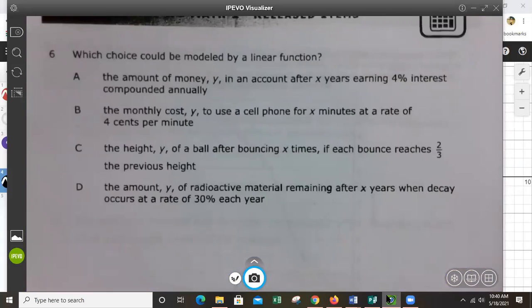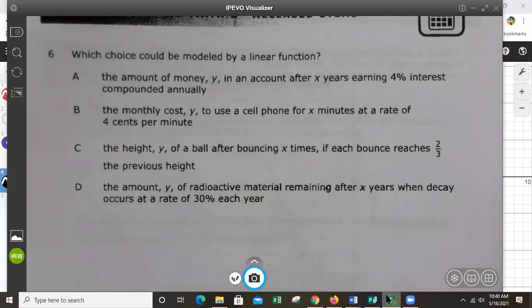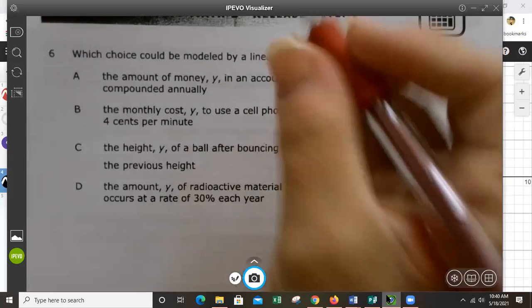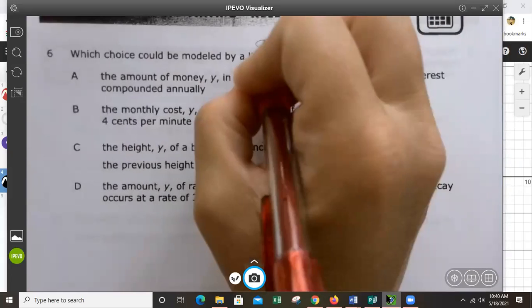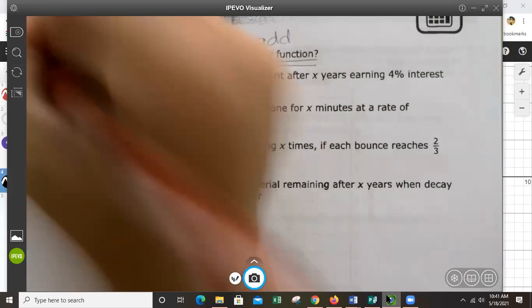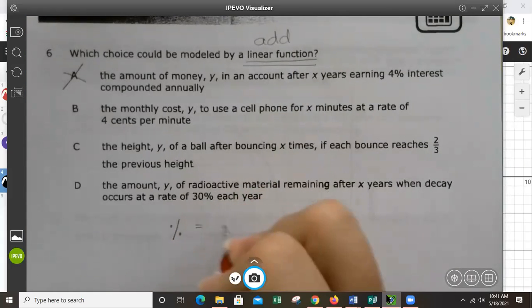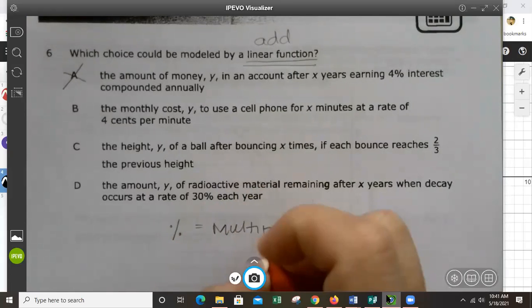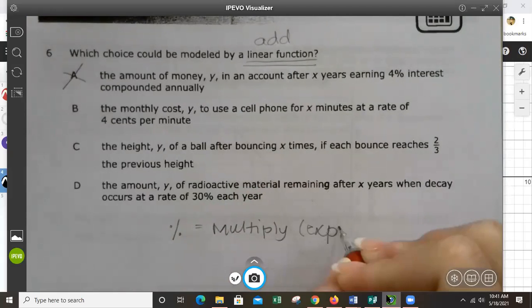Look at number 6. Remember what I just said? Linear is adding every time. Exponential is multiplying every time. Which one can be modeled by a linear function? Linear function means adding every time. The amount of money Y in an account after X years earning 4% interest compounded annually. What is percent? Is that add or multiply? It's multiply. So any percent you're going to mark off. So you might want to write that. Which would be exponential.